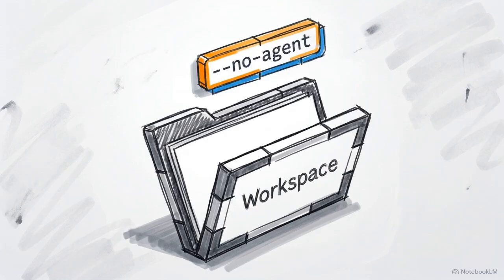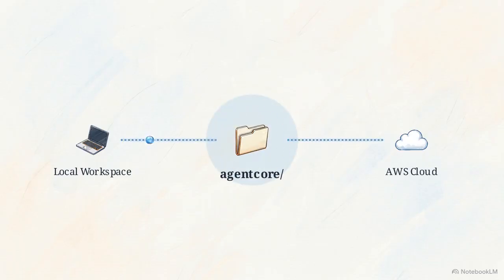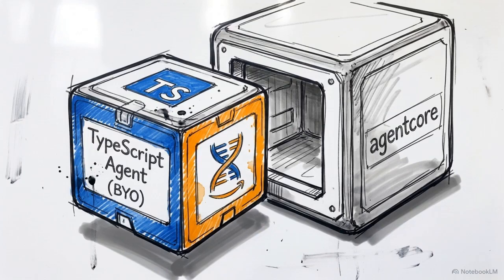Once that finishes, we create our project workspace, adding the no agent flag so we start with a clean slate. This setup command generates an AgentCore directory. This folder acts as the control center, mapping your local deployment targets directly to AWS. Next, we inject our TypeScript agent. We tell the CLI to add a bring your own container-built agent, specifying TypeScript and the Strands framework.